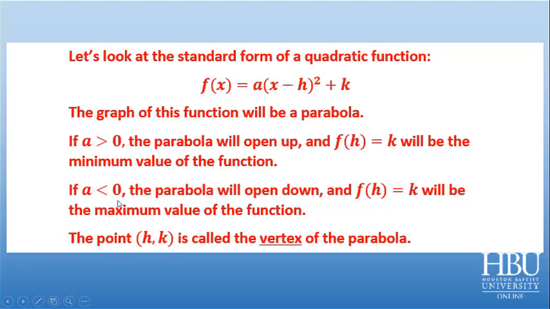If a is a negative number, the parabola will open down, and in that case, f(h), which equals k, will be the maximum value of the function. The point (h, k) on the graph of this quadratic function is called the vertex of the parabola. You might ask yourself, why is (h, k) the vertex? Why is it a minimum if a is positive? Why is it a maximum if a is negative?